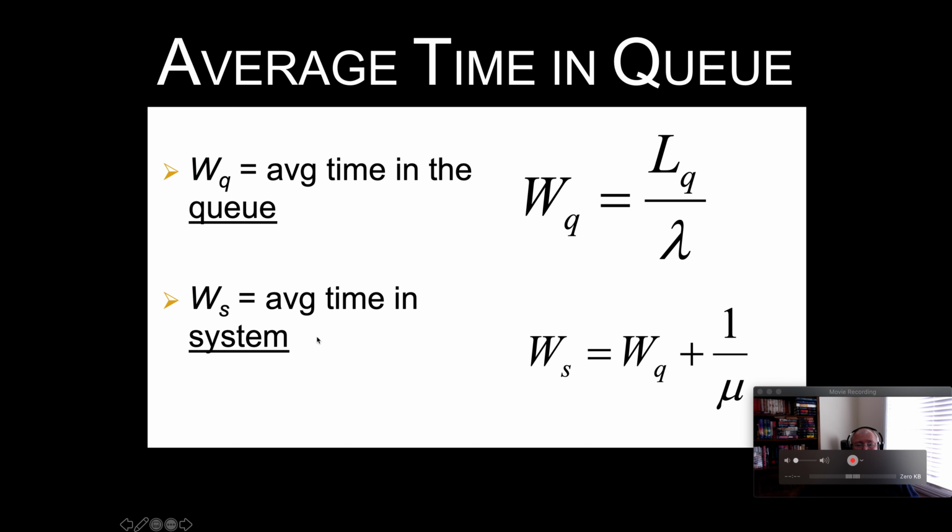How about the average time in the system? WQ, 24 minutes, plus 1 over 12, right? Mu is 12, so we're serving about 1 person every 5 minutes, plus 1/12 of an hour. So 24 minutes, or 0.4 of an hour, plus 1/12 of an hour, 5 minutes. 24 minutes plus 5 minutes is about 29 minutes.